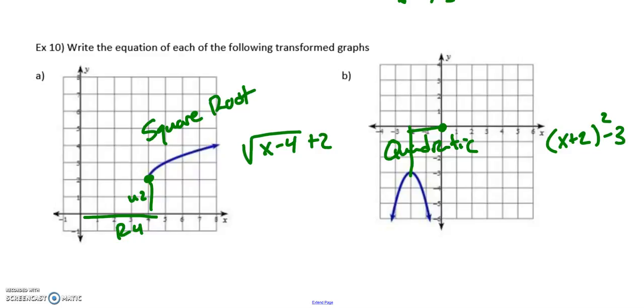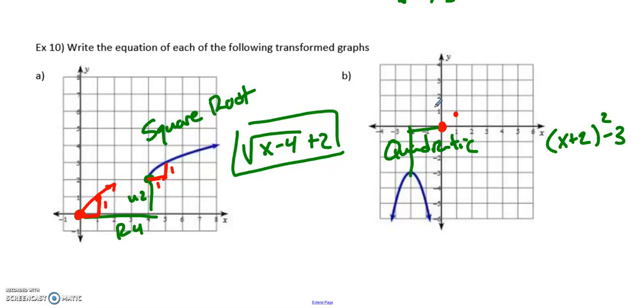I now need to check for stretch or shrink. So if I remember, for the square root, normally it's 0, 0. Let me get a different color. The parent graph is 0, 0, 1, 1, and it increases from there. So what I'm going to do is take a measurement. When I go over that 1, it goes up 1. So I just check my transformed graph, and it still has that pattern. So there's no stretch or shrink. I don't have to have any sort of value in front of my square root. It's not reflected, and it's not stretched or shrunk. So my final answer is just the square root of x minus 4 plus 2.